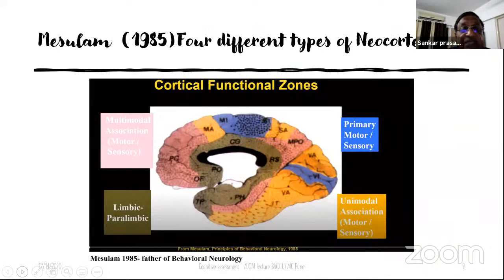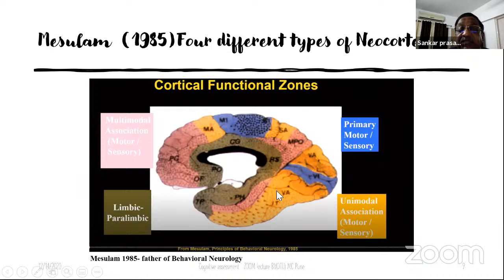Now, this is the most important. Mesulam in 1985, really the father of behavioral neurology, divided the brain into four different types of neocortical functional zones. If you look at the primary motor and sensory areas, these are depicted in blue. This is M1, and visual, auditory, and somatosensory; these are the primary motor and sensory areas.